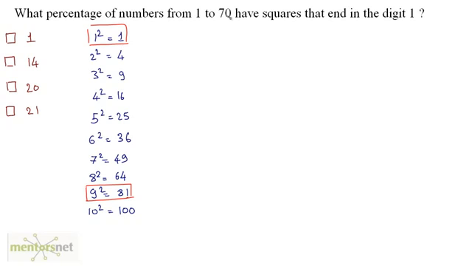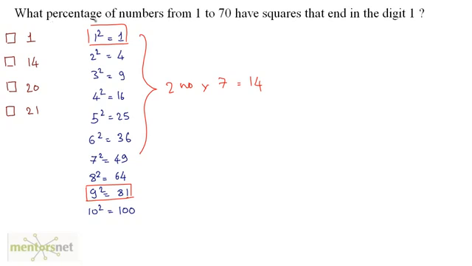So from 1 to 70 I have 70 numbers, and if I divide all of these numbers in groups of 10, I will have 7 groups, and in each group I have two numbers whose square ends with the digit 1. So for 7 groups I will have 14 numbers in all. So 14 numbers have squares that end with digit 1, and these numbers range from 1 to 70.